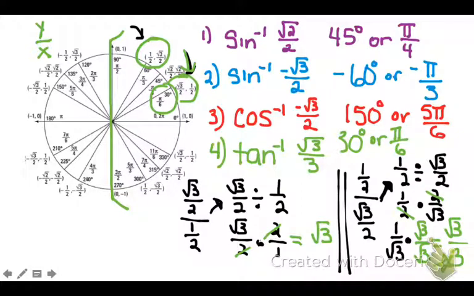It's pi over 6, not square root over 6, pi over 6. So this is our final answer.